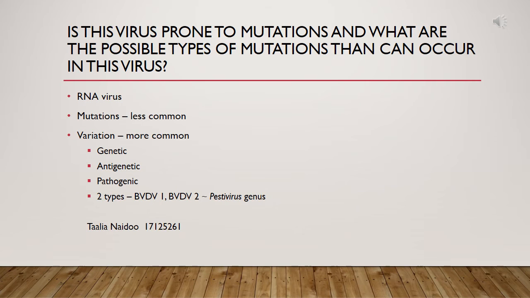Hi, it's Taalia again. This question was, is this virus prone to mutations, and what are the possible types of mutations that can occur in this virus? The bovine viral diarrhea virus is an RNA virus. Mutation and variation occurs, but mutations are not as common as variations. Various types include genetic, antigenic, and pathogenic variation. Conclusively, there are two genotypes known as BVDV1 and BVDV2. Both separate species fall under the pestivirus genus.